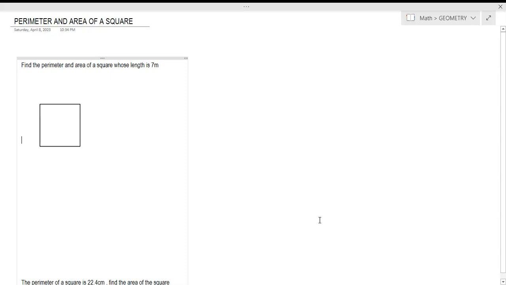Finding the perimeter and area of a square. So we have the question: find the perimeter and area of a square whose length is 7 meters. So our L here will be 7 meters.